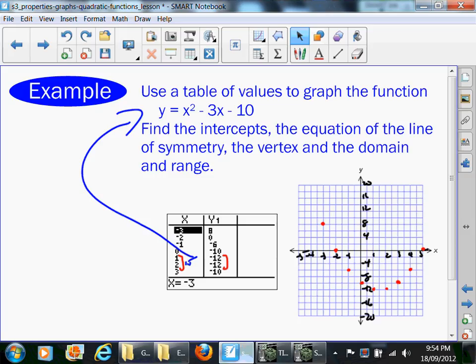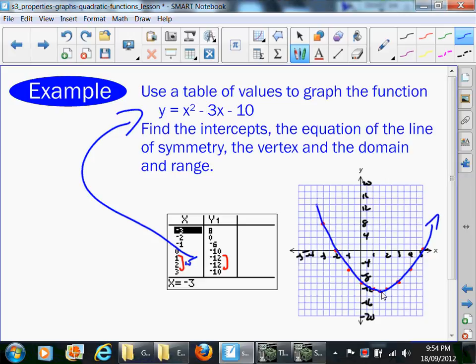The minimum value is negative 12.25. So going back here, I know it's negative 12 and 0.25. So that might be like, maybe right there. So what I'm going to do is get something that looks like this. There we go. That's how we graph that.